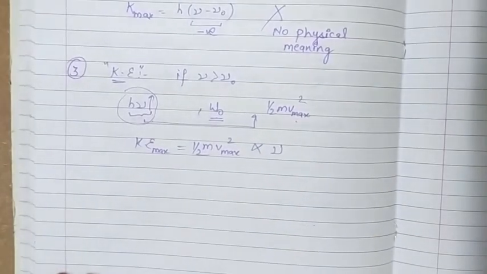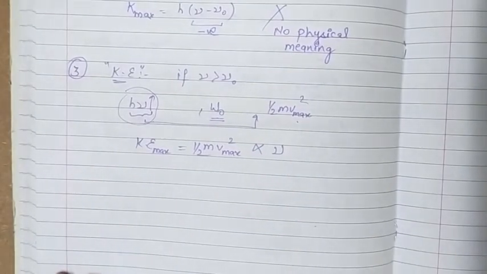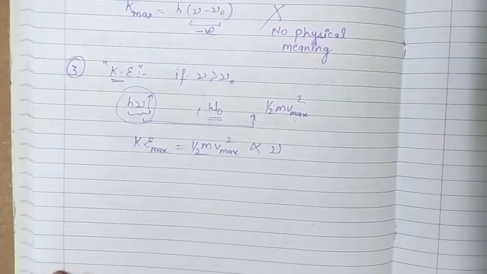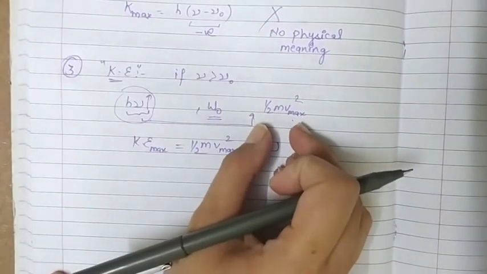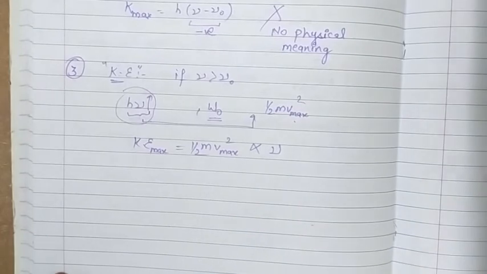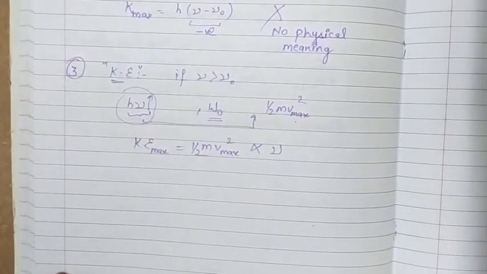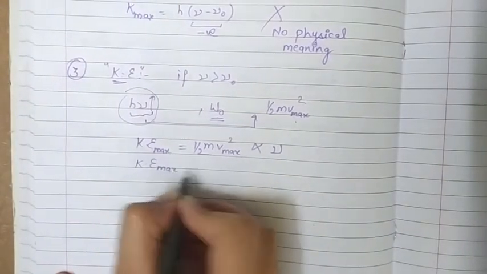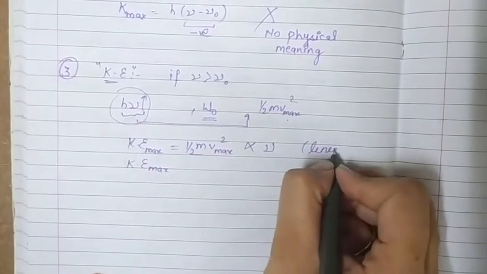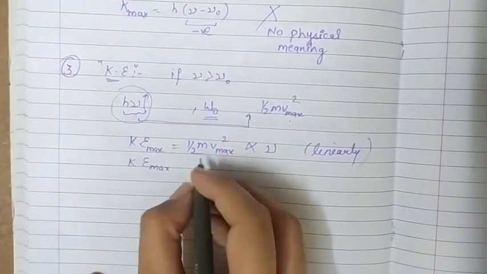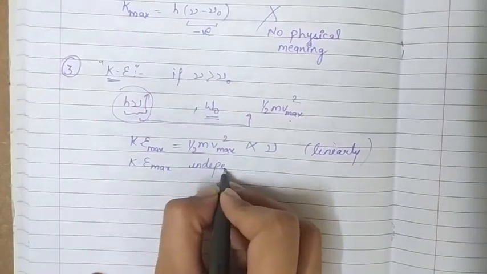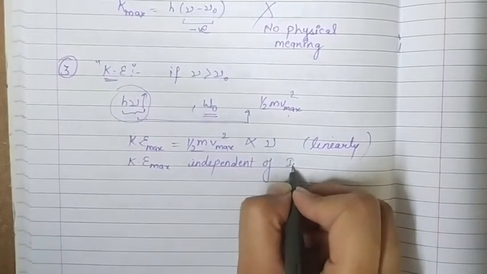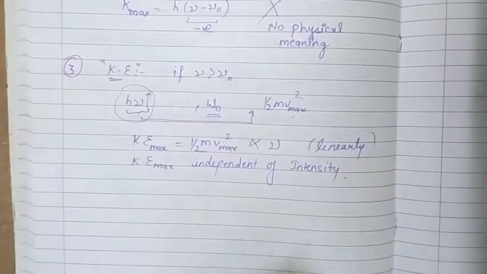If we talk about intensity, intensity is only the number of photons, and it has no relation with the kinetic energy. If we increase the intensity, there will be no effect on the kinetic energy. In that case, we can say that the maximum kinetic energy of the photoelectron is independent of intensity. So maximum kinetic energy depends directly or linearly on the frequency of incident radiation, while it is independent of the intensity of incident radiation. This is the third one.